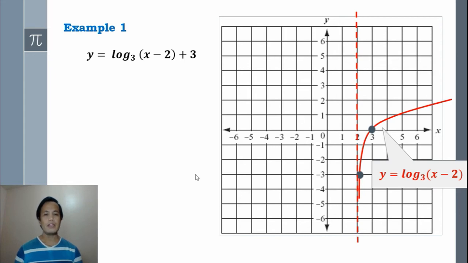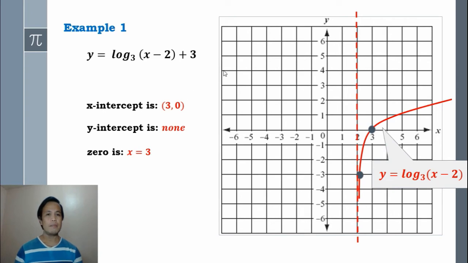We are going to find the x-intercept for this graph. Of course, we will now have our new x-intercept, which is the point 3, 0. Because this time our graph crossed the x-axis at point 3, 0. Then, since the graph will not cross this vertical asymptote, there is no way that this graph will also cross the y-axis. Therefore, our y-intercept is none. Then, the zero of the function is 3. We will just simply take the x value in the x-intercept, which is 3. And of course, the vertical asymptote is x equals 2, which is this line here.